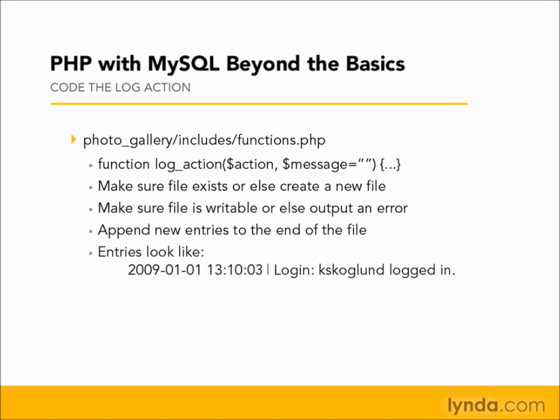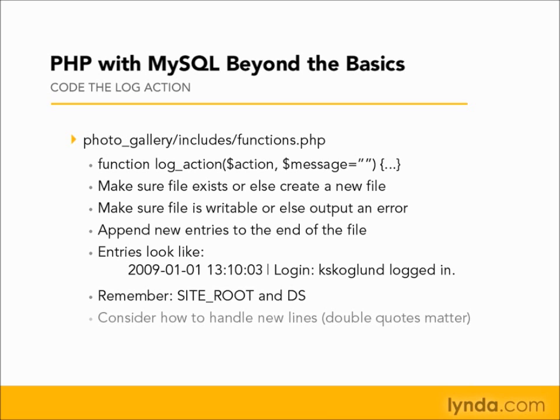The entries, go ahead and format like I've got there in the middle of the slide. Basically put the date and time, and then the action, in this case login, and then the message. In this case, it's Case Gogolin logged in. That's the username you'll have when the person logs in. And remember to make use of the constants we set up, site root and ds for the directory separator. And you'll want to consider how to handle new lines, because at the end of each line, of course, you're going to want to go to a new line.